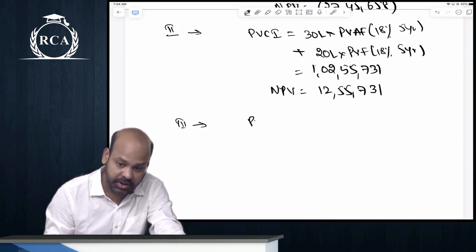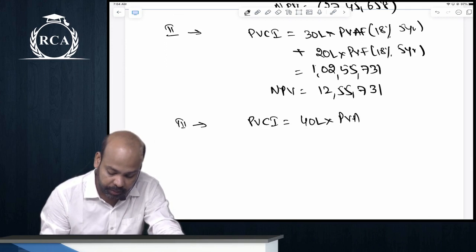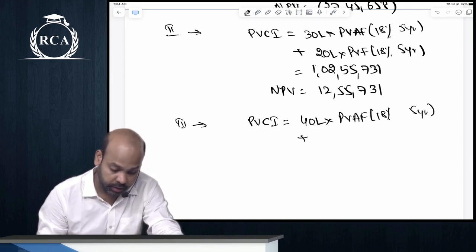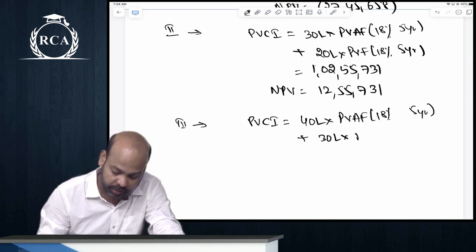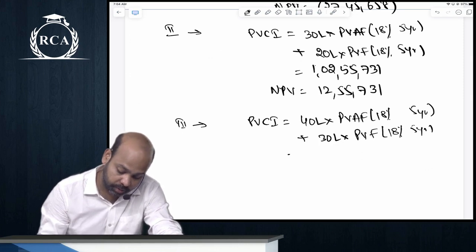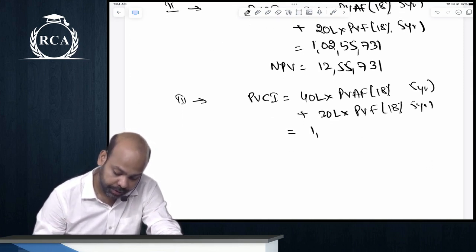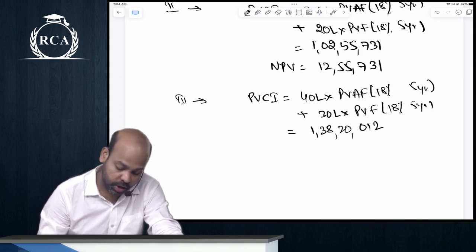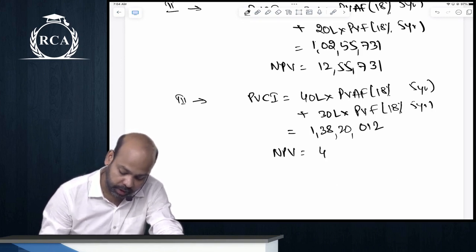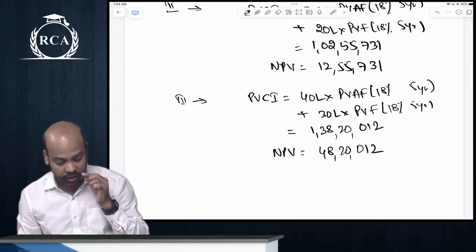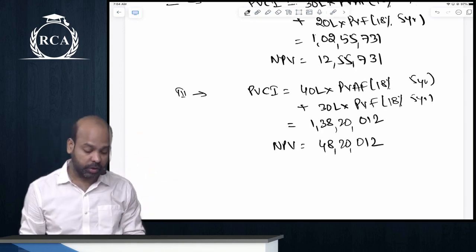Third case mein beta, how much is your PVCI guys? 40 lakhs multiplied by PVAF at 18% guys for how many years? 5 years. Salvage value is 30 lakh rupees beta. That multiplied by present value factor at 18% beta for the 5th year. How much will this be? 20,012 rupees. Your NPV beta here will become 48 lakhs 20,000 beta and 12 rupees. These are your three NPVs guys. Everyone got the same answers?